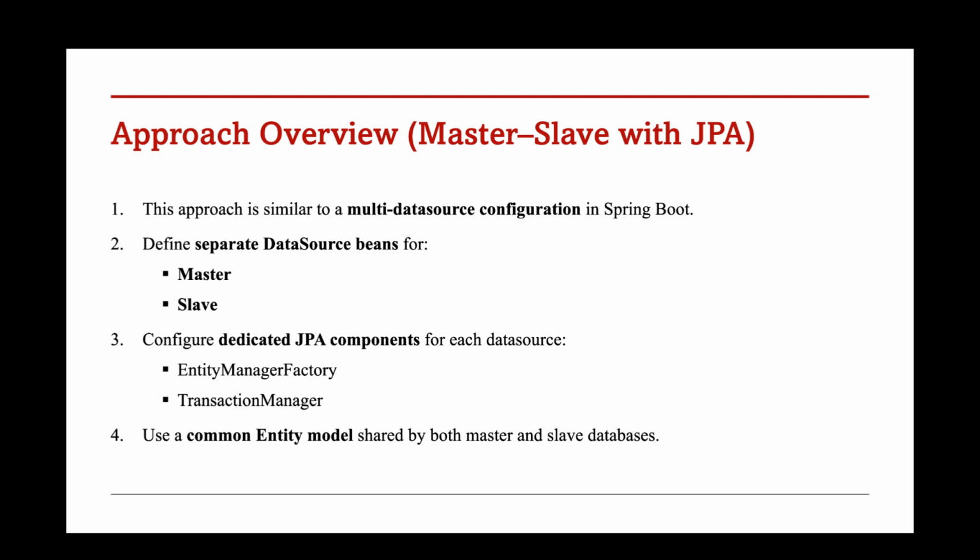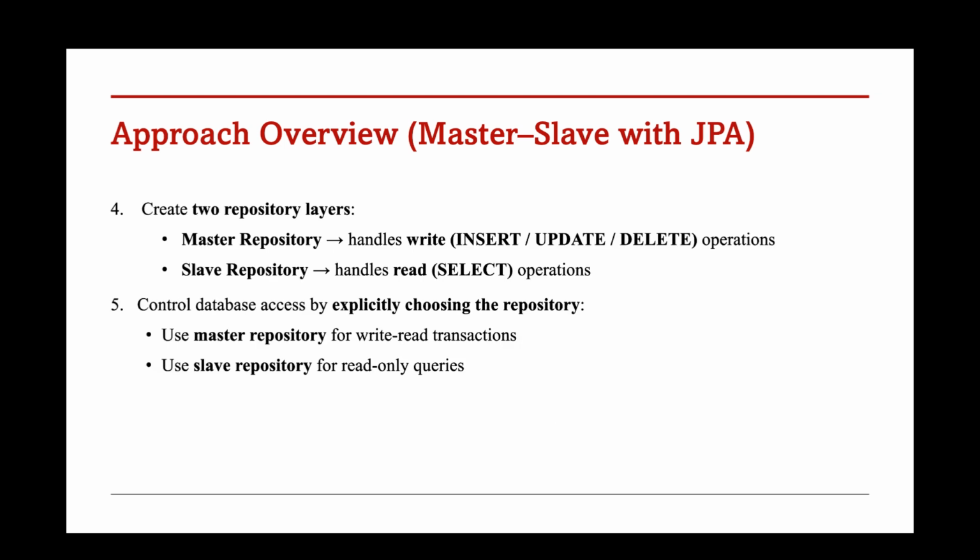Step 1. We define two separate data source beans. One for the master database. One for the slave database. Step 2. For each data source, we configure dedicated JPA components. Entity Manager Factory. Platform Transaction Manager. Step 3. We use a common entity model, meaning the same JPA entity classes are shared by both master and slave databases. Step 4. We create two repository layers.